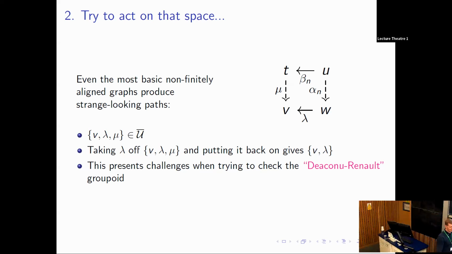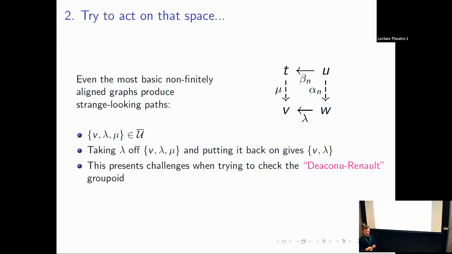And that's a pretty wacky notion of a path. It feels like maybe it shouldn't be there. And indeed, it doesn't do the things we need it to do. Lambda's in this path, and so I should be able to shift lambda off and put it back on and be where I started, but that doesn't happen. If I shift lambda off, I just get to the vertex w. So if I put lambda back on, I'm just going to get lambda. I lost mu along the way. So it's just hard to do the basic things in these non-finitely aligned graphs.